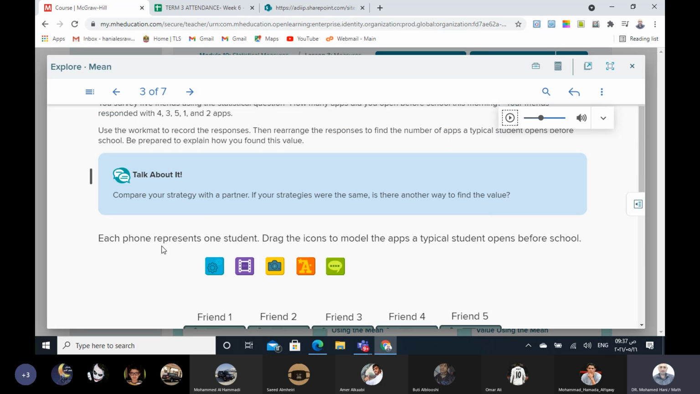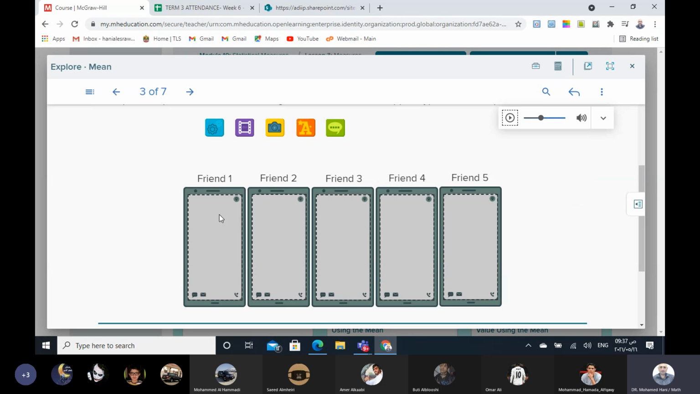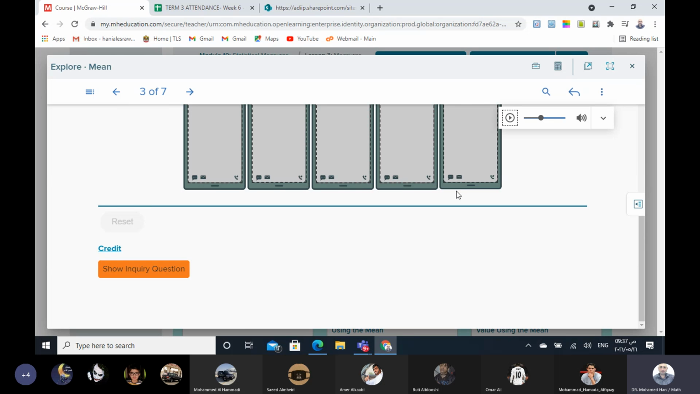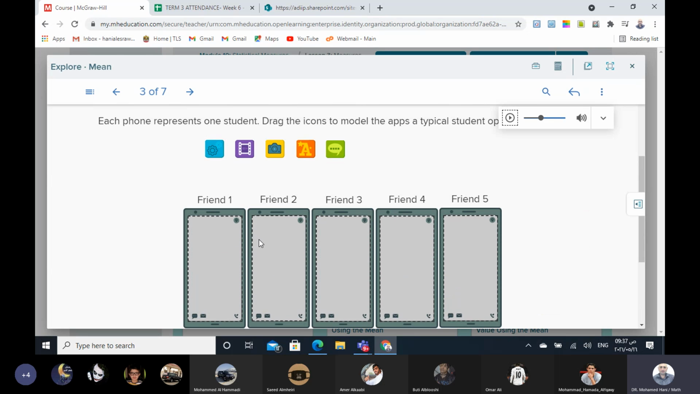Each phone here represents one student. Drag the icons to model the apps a typical student opens before school. And here we have friend 1, friend 2, friend 3, 4, and 5. Let's try together.